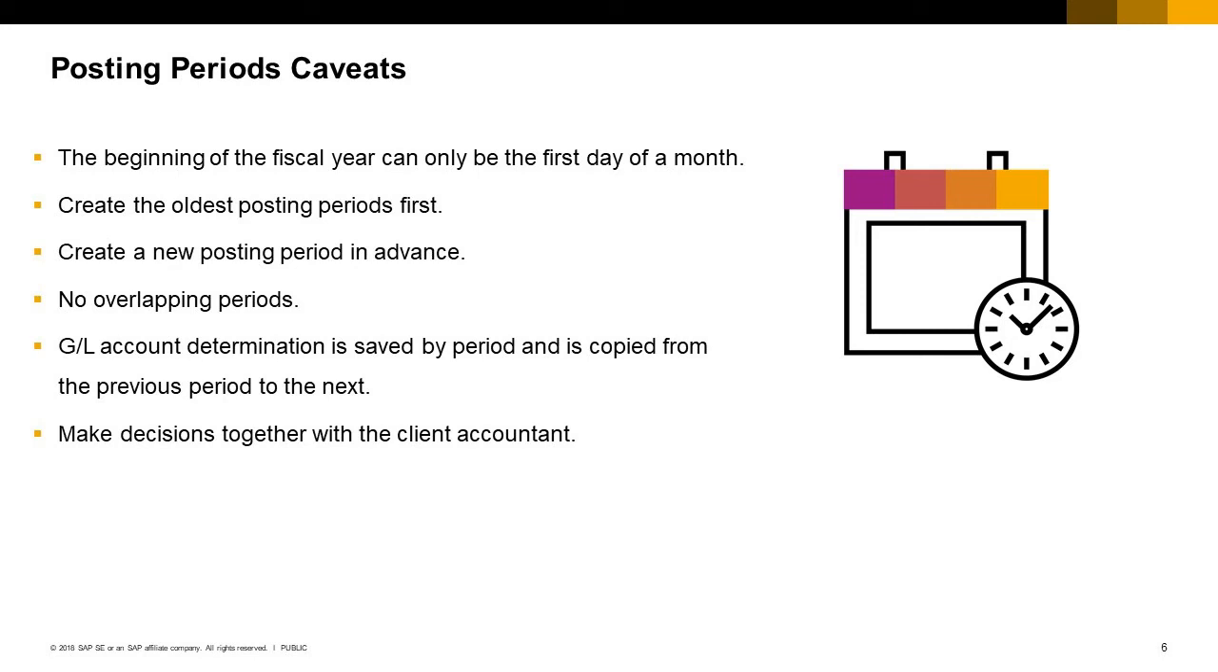GL account determination is saved by period and is copied from the previous period to the next. Therefore it is recommended to create the oldest period, make your primary account selection, and then create additional periods. You can change the GL account determination before starting to work with a new period. Although you could change it mid-period, we do not recommend this because account determination influences the financial reports. You need to make decisions together with the client accountant. Together you should consider topics like legal reporting and business consolidation.